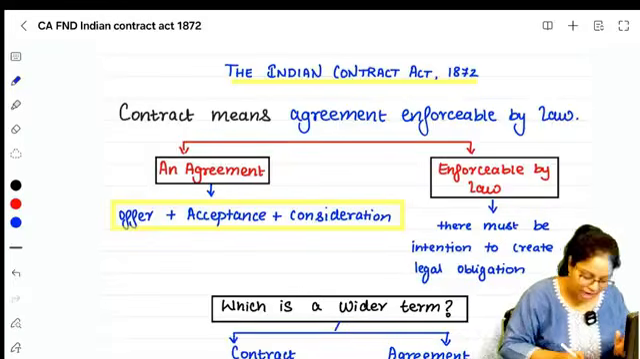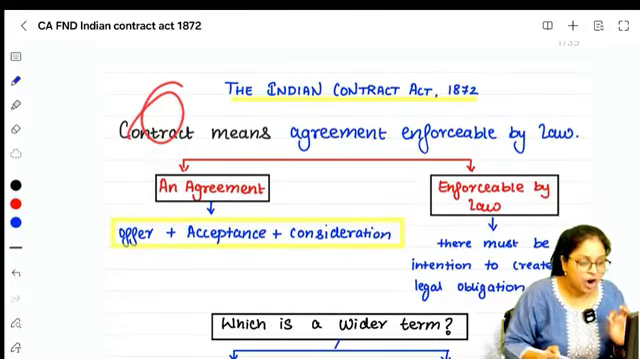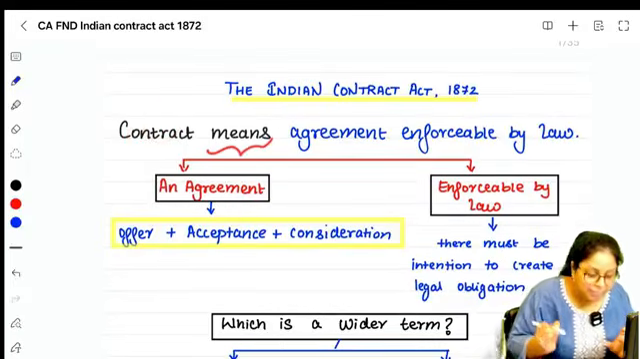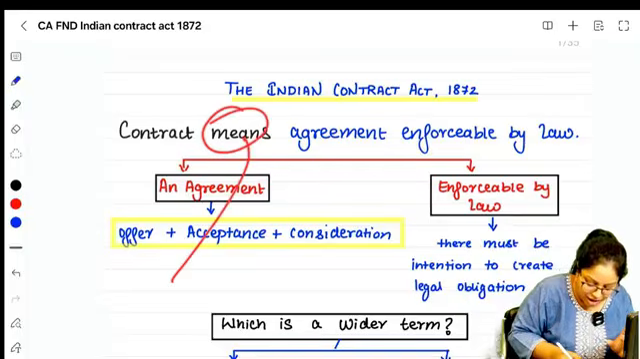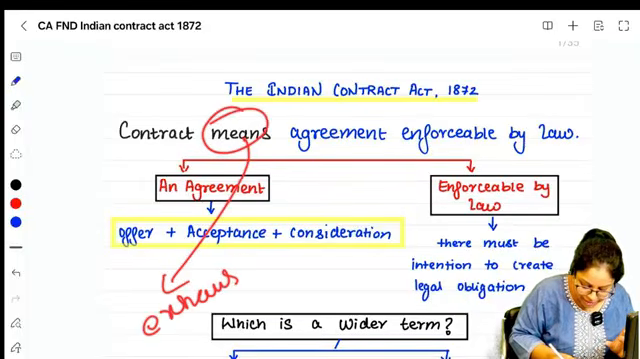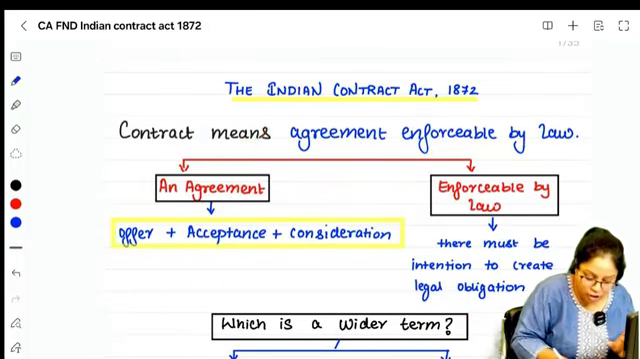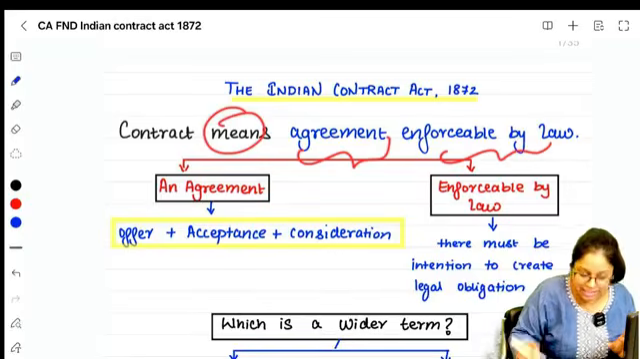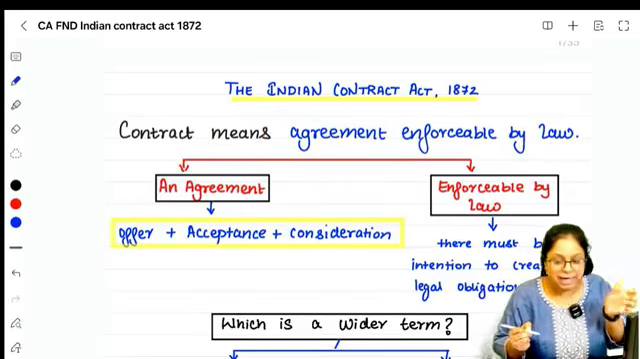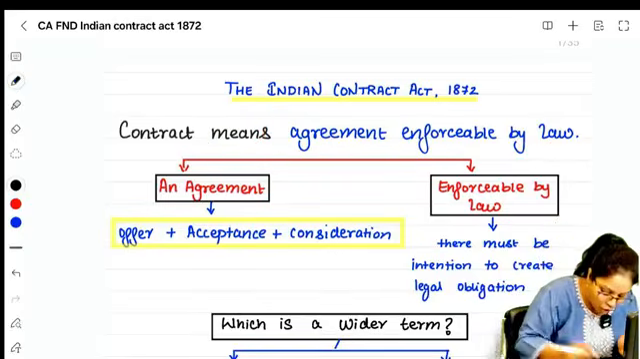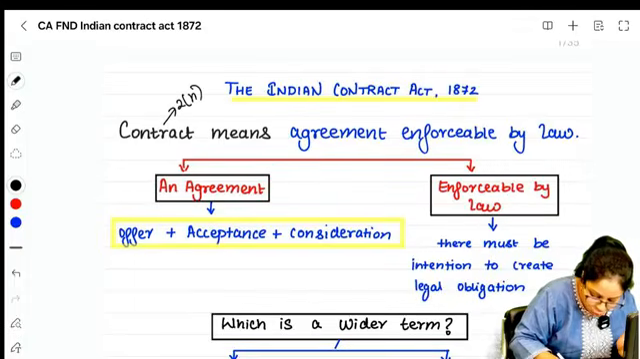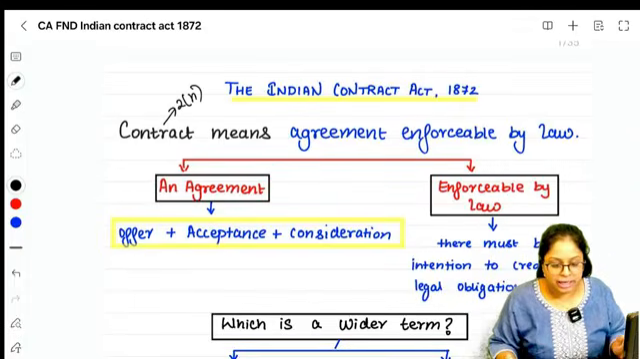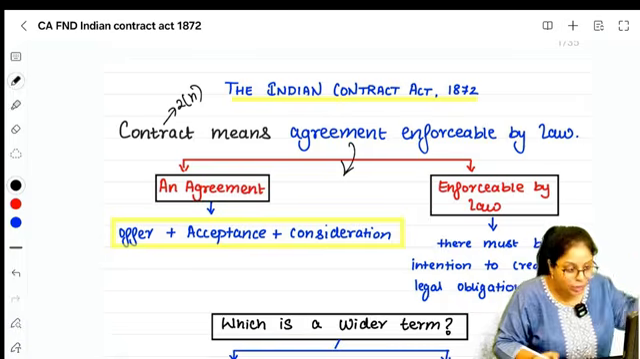My God. Okay. In the Contract Act, the word contract is defined starting with "means". It starts with the word means, which means it is an exhaustive definition. Contract means an agreement that is enforceable by law. Contract is defined in 2H. Agreement is defined in 2E.